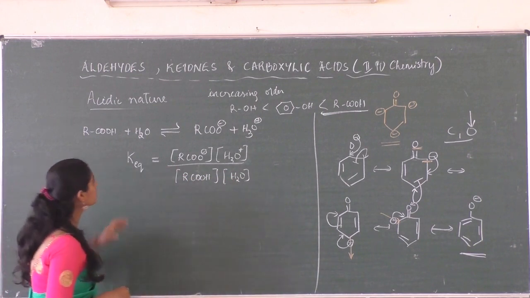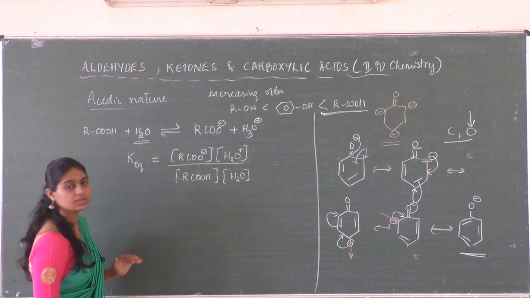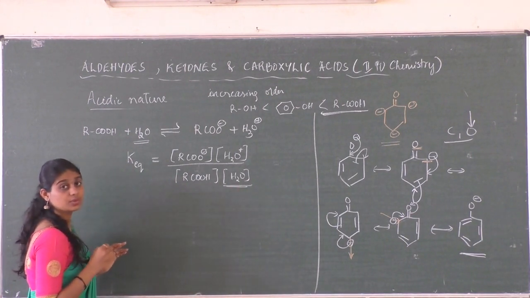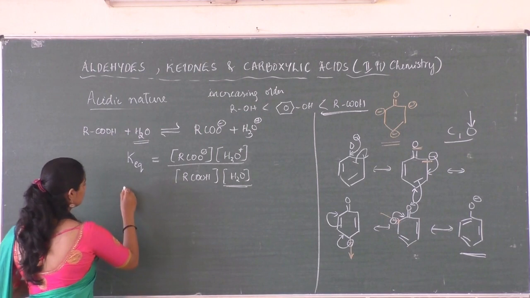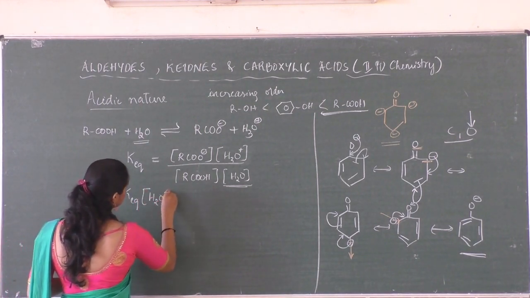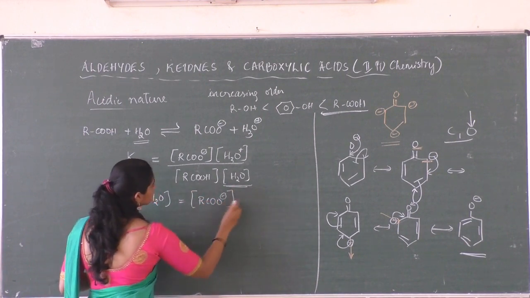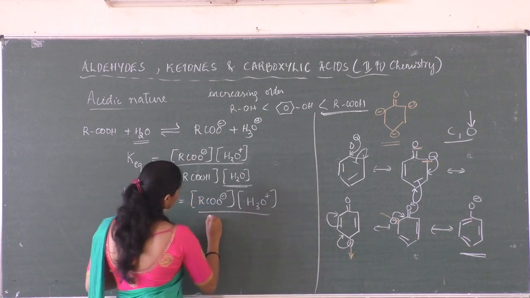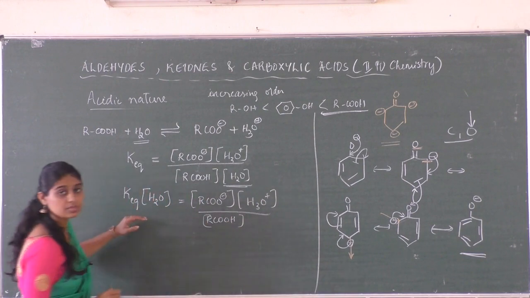During any reaction, the concentration of water is taken as unity or as a constant. That means we are going to consider the concentration of water in excess. So I am shifting this term to this side. So K equilibrium times the molar concentration of water will be equal to [RCOO minus][H3O plus] divided by [RCOOH]. So the final expression becomes like this.